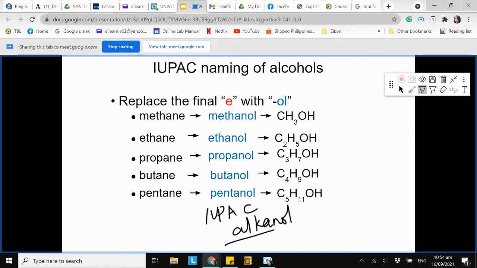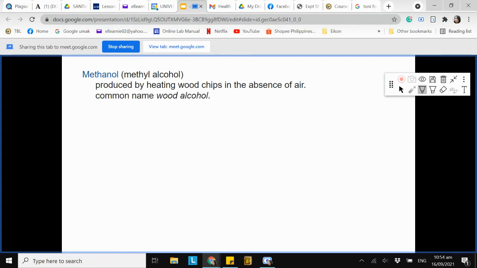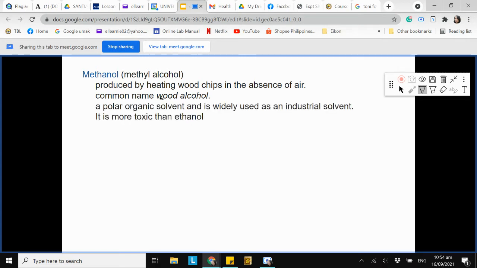Alkanol. So that's how you remember it. Now, applications of alcohols. We have what we call methyl alcohol or methanol, which comes from heating cheap woods, and that's why it's called wood alcohol. It's also known as an organic and industrial solvent, and it's more toxic than ethanol. If ingested, it can lead to blindness or death, whether inhaled or ingested.